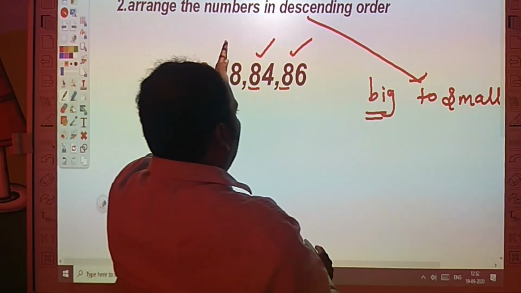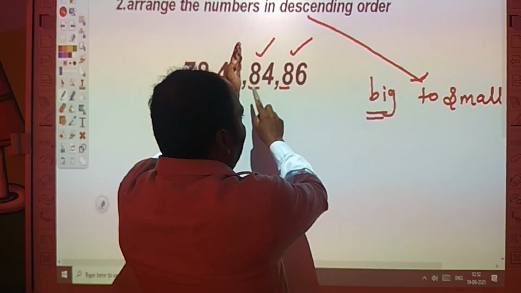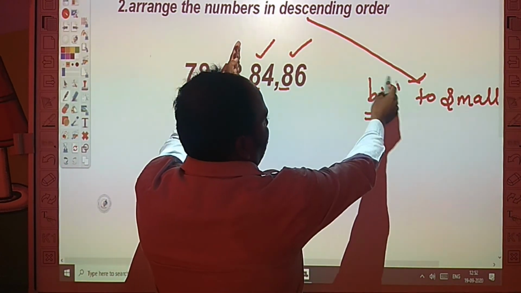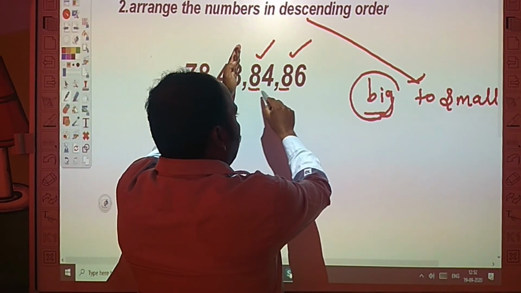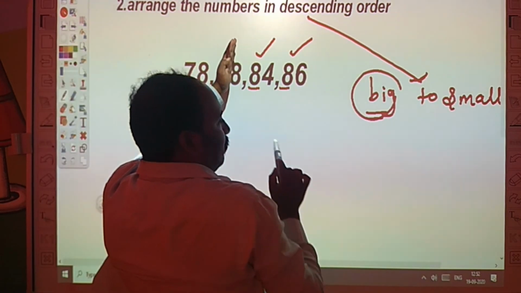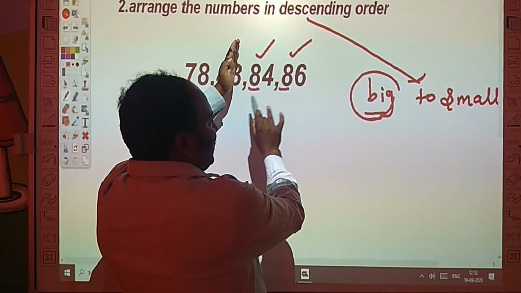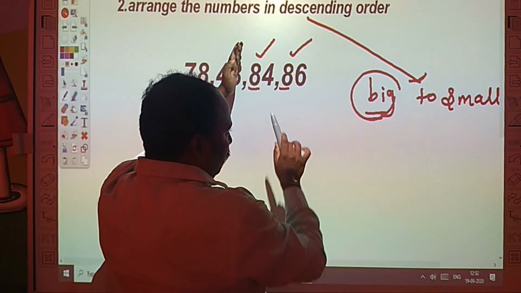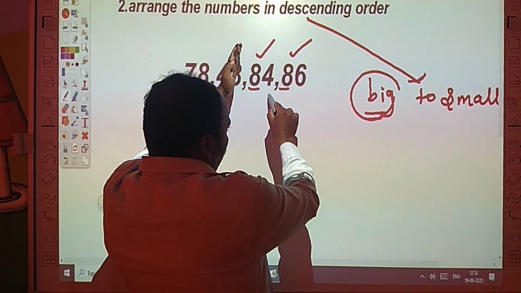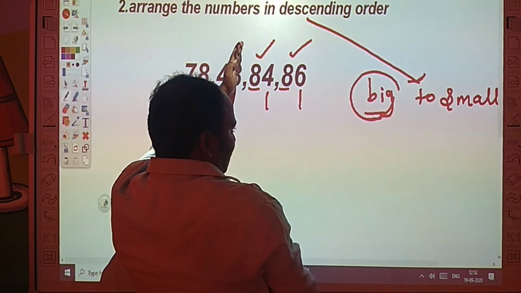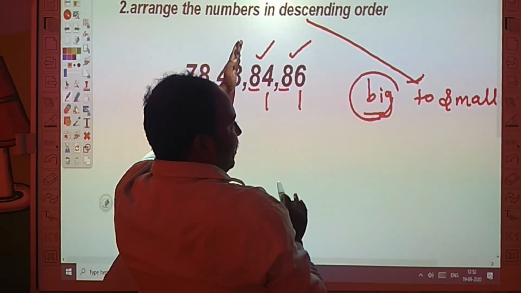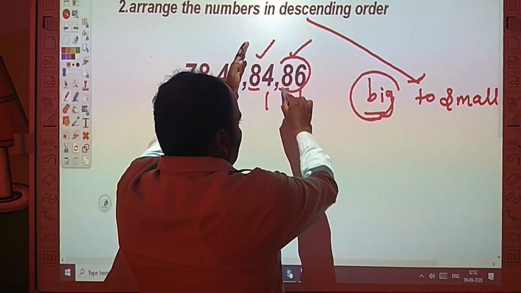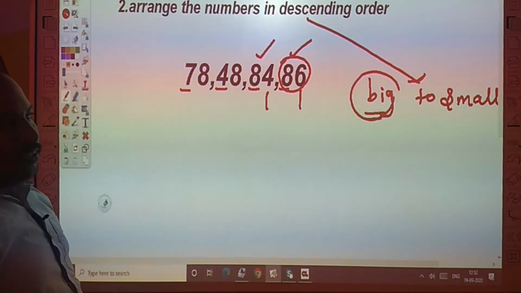So we compare the last 2 numbers, 84 and 86. We want the biggest number. Here the tens place is the same, 8, 8, so we go to the ones place. Here the ones place is 4, 6. Which one is the greatest? 6. So 86 is the biggest of all.